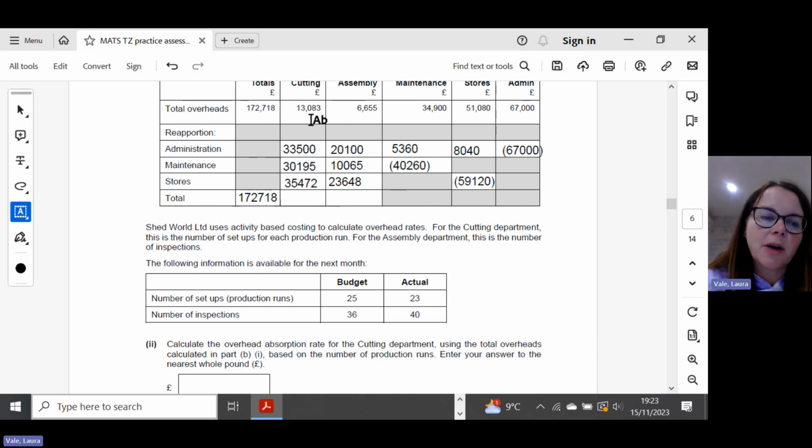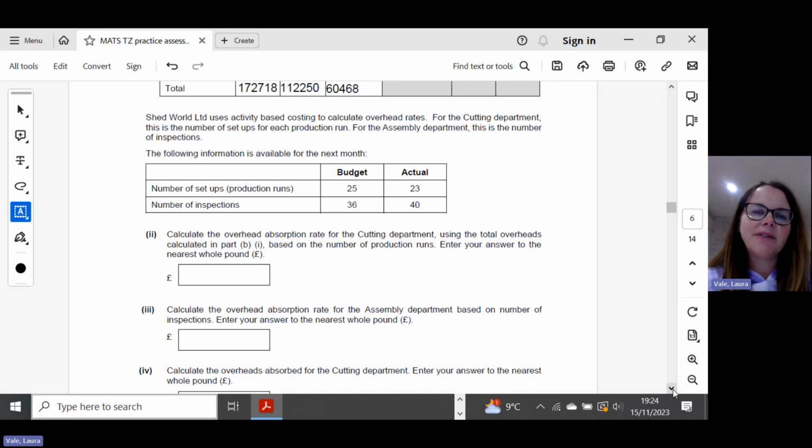Cutting will be 13,083 plus 33,500 plus 31,95 plus 35,472. That gives us a figure of 112,250. We add up assembly, just adding down that column, 60,468. And then just double check, do those two numbers add up to your total? Yes, they do.